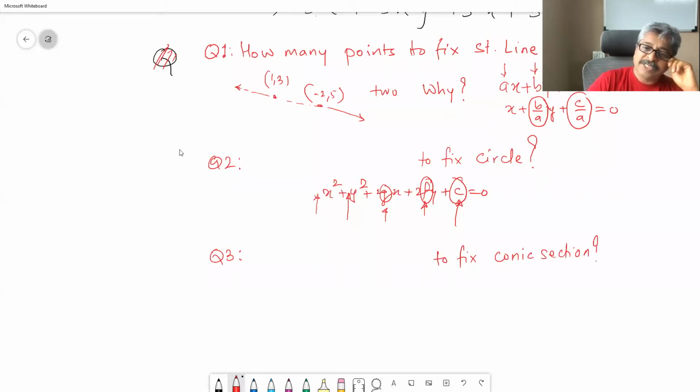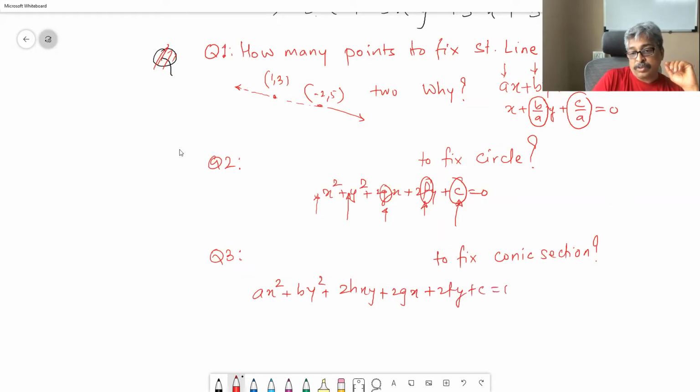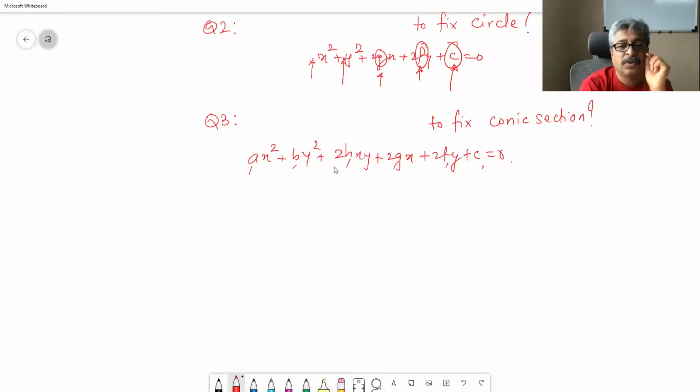Now, when I say conic section, I have this equation in my mind: ax square plus by square plus 2hxy plus 2gx plus 2fy plus c is equal to 0. Right? How many unknowns are there? 6. 1, 2, 3, 4, 5, 6. So, do you require 6 points to fix the conic? How many points will you require to fix a conic? Okay, so there are 5 unknowns, and hence 5 points are required to fix a conic section. Correct?